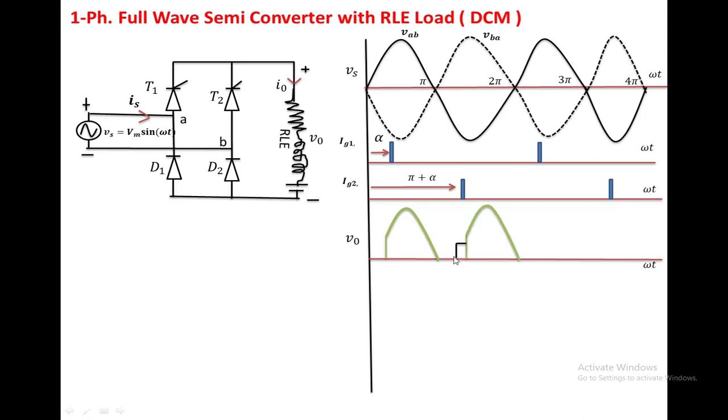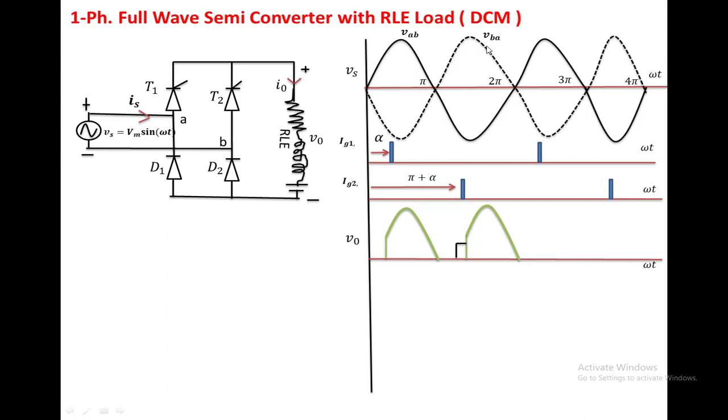At beta, T1 also will be off. Once T1 is off, there is no closed path for the load. So the load voltage is equal to E up to pi plus alpha. At pi plus alpha, T2 is on. Once T2 is on, there is a closed path between the load and the supply through T2 and D1, because D1 is already forward biased with the input voltage. The output voltage follows the input voltage of T2 D1, that is VBA.